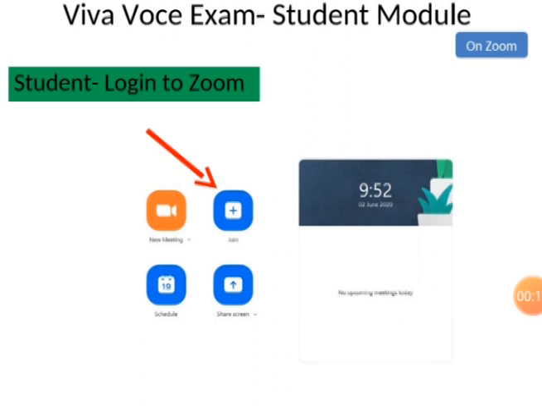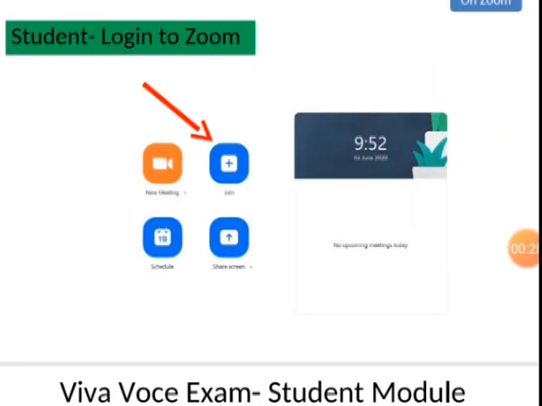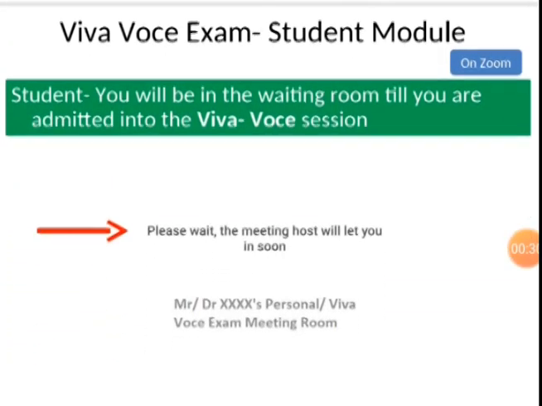The display shows join, then click on the join icon. Then the display will show please wait, the meeting host will let you in. The chief examiner will let you in. Until then you will be in the waiting room unless you are admitted in.